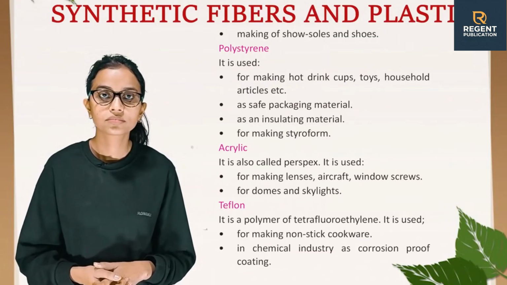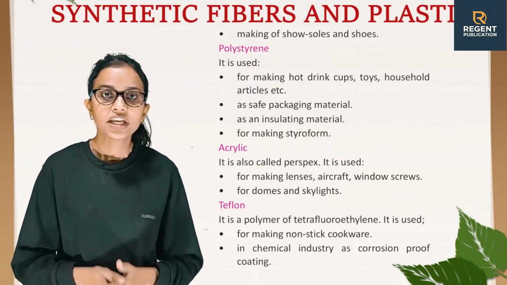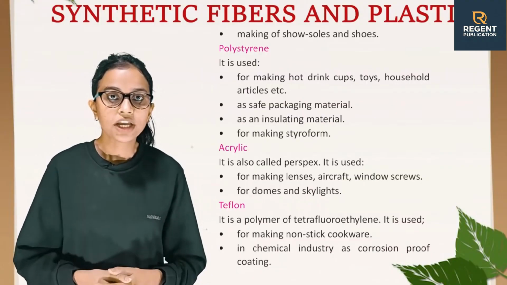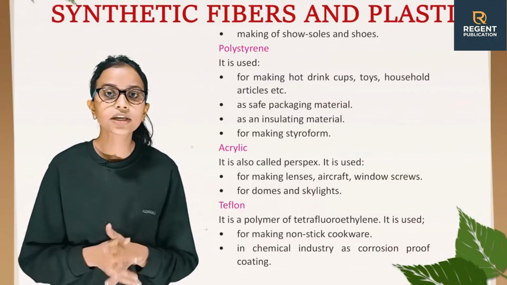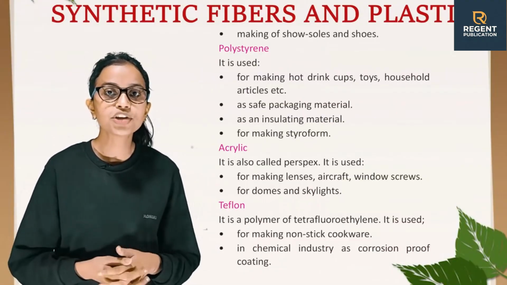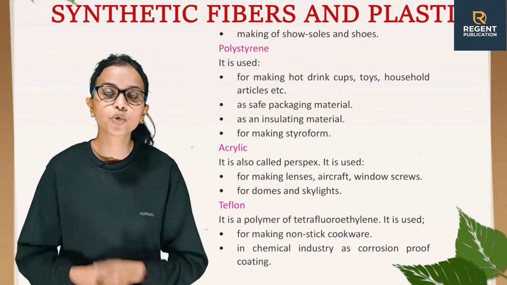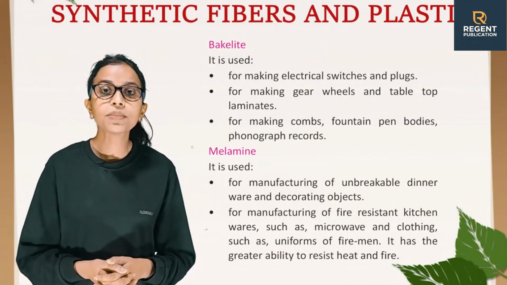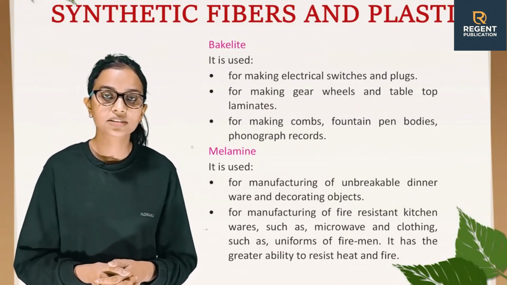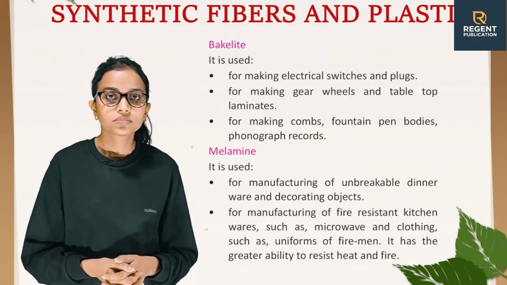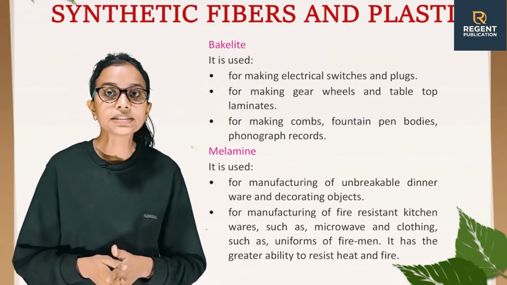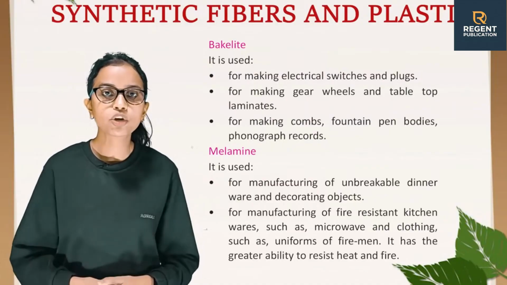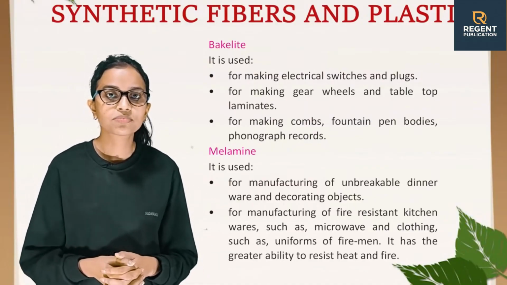Teflon. It is a polymer of tetrafluoroethylene. It is used for making non-stick cookware, in chemical industry as corrosion-proof coating. Bakelite. It is used for making electrical switches and plugs, for making gear wheels and tabletop laminates, for making combs, fountain pen bodies, phonograph records.